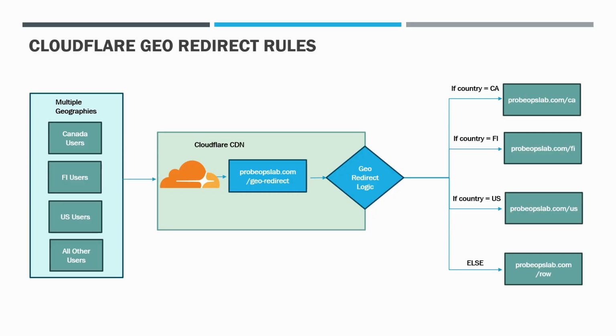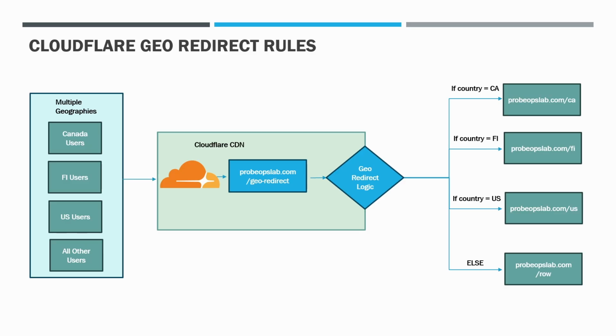Hey everyone, welcome back. In this video, I'll show you how to set up country-based redirects in Cloudflare and then actually test them from multiple regions side by side. We will use a small public lab site at probeopslab.com, and for testing, I will use ProbeOps Horizon, a multi-geo browser that lets you open the same page from different countries in one view. Here is what we are going to build.